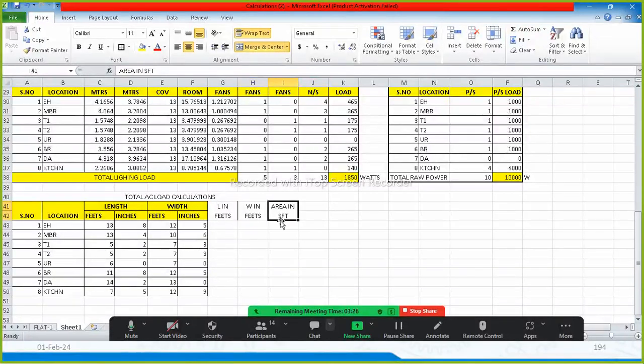Then what else do we require? What is the standard coverage area of one AC? 120 square feet. For every 120 square feet of area, we require one TR. So I'll write as standard coverage. Then required TR. The next is wattage.